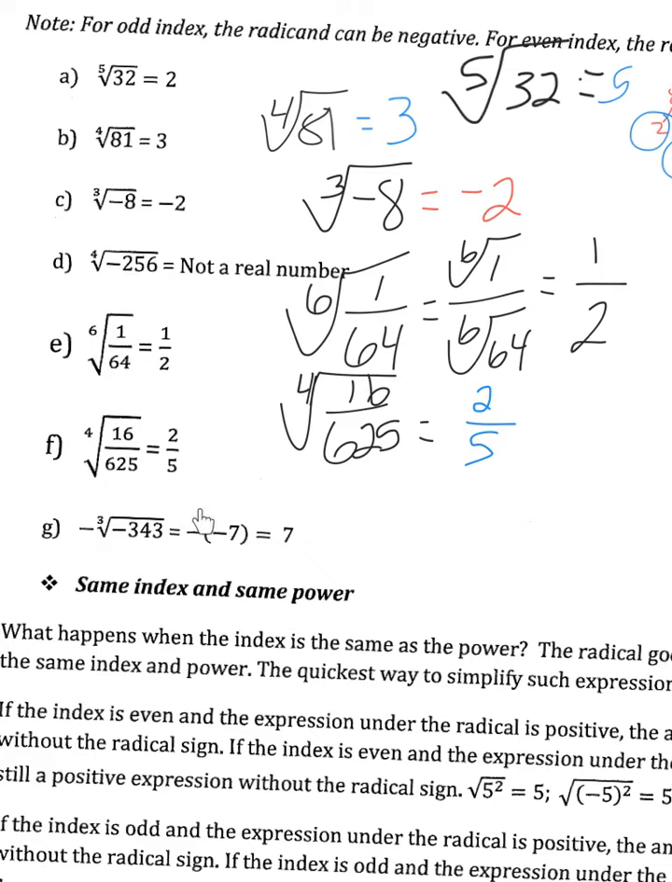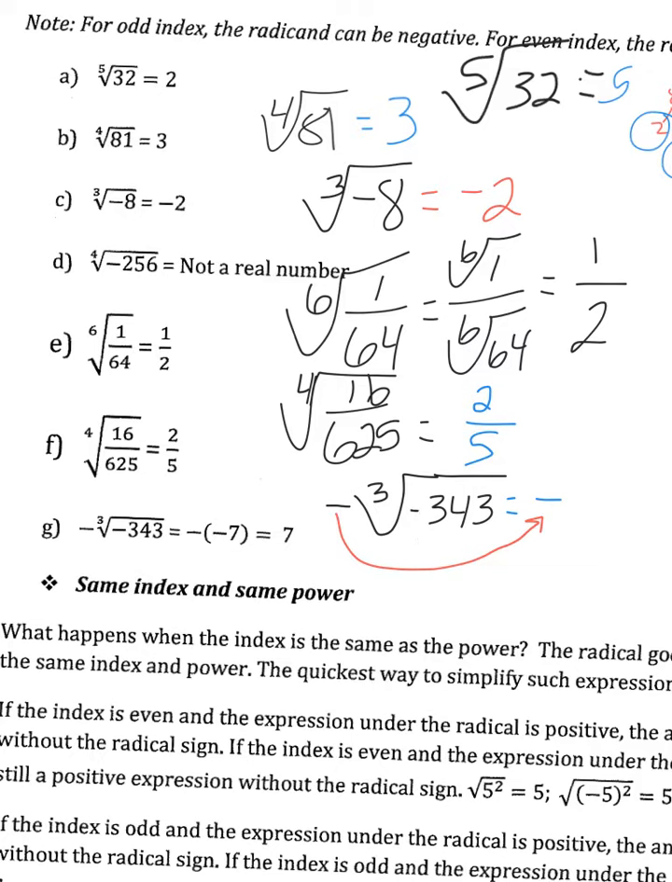Down here, when we look at letter G, we see there's a negative sign outside and there's a negative sign inside. Let's rewrite this: the negative cubed root of negative 343. All right, this negative sign outside is not going to do anything. It's just going to transfer right over into our answer. So let's just put that negative sign in there. This negative just transfers straight over. Then we have to think about the cube root of negative 343.